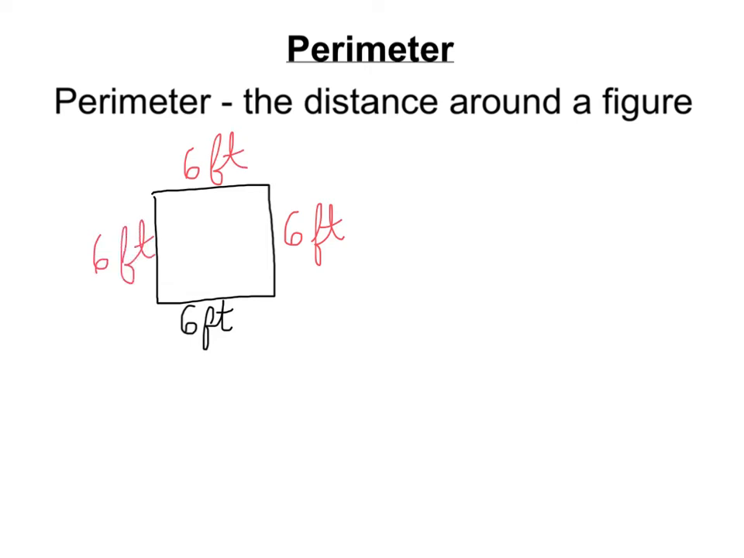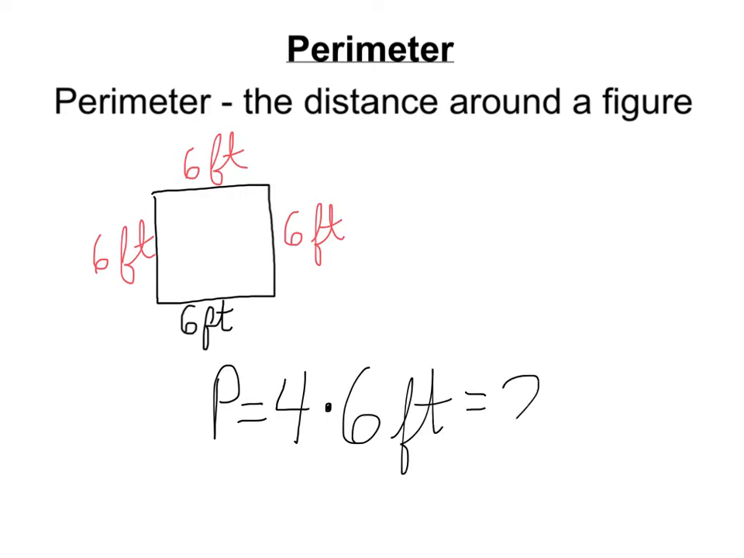So here we can do something a little bit different for perimeter. This time, since I'm adding 6 up repeatedly, I would actually just start with P equals, and then instead of adding 6 with itself 4 times, I'm just going to take the whole thing and multiply by 4. So the perimeter is 24 feet.